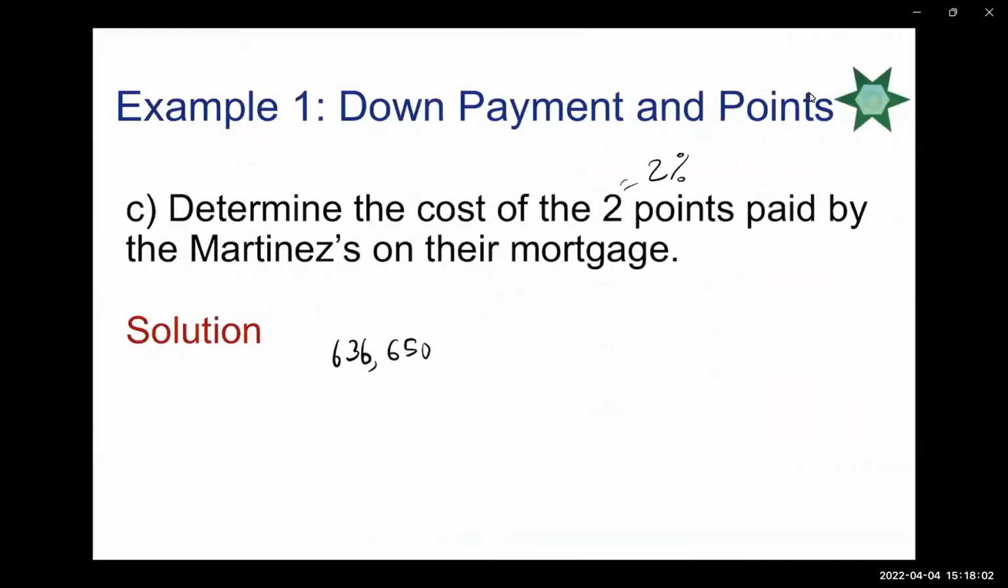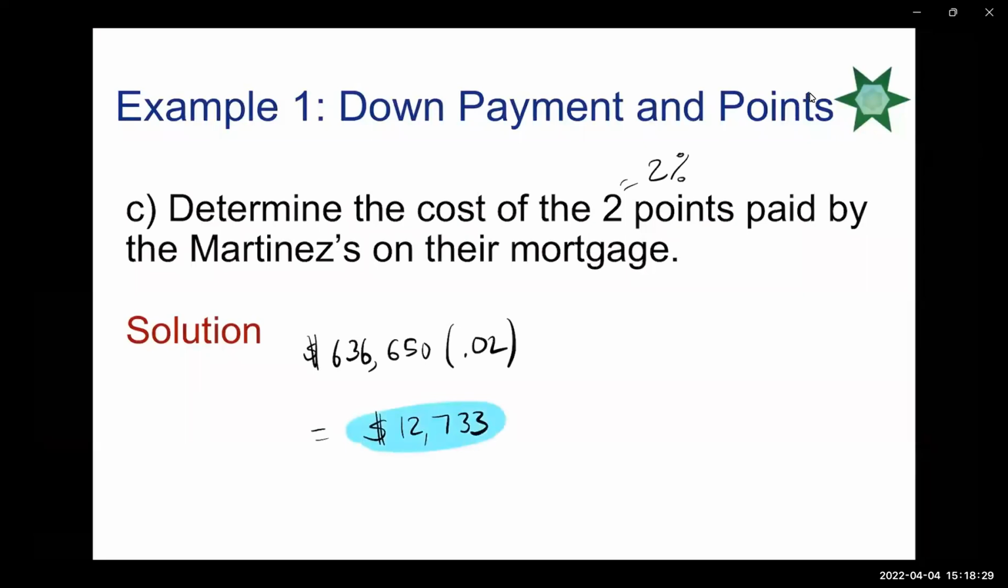636,650 times 0.02. That's how much it's going to cost them to pay for the 2 points. So that's going to be times 0.02. So they're going to have to pay $12,733 in closing costs.